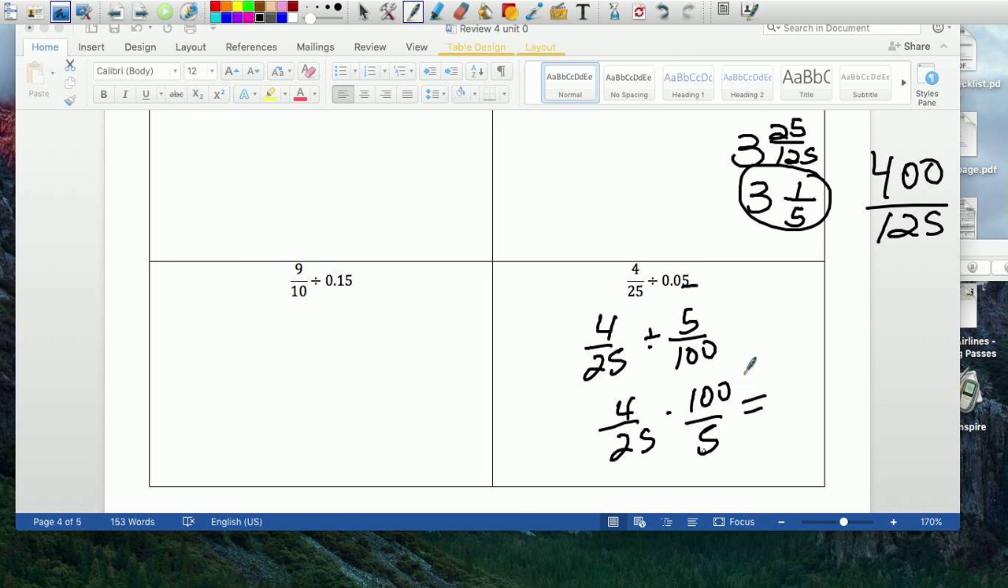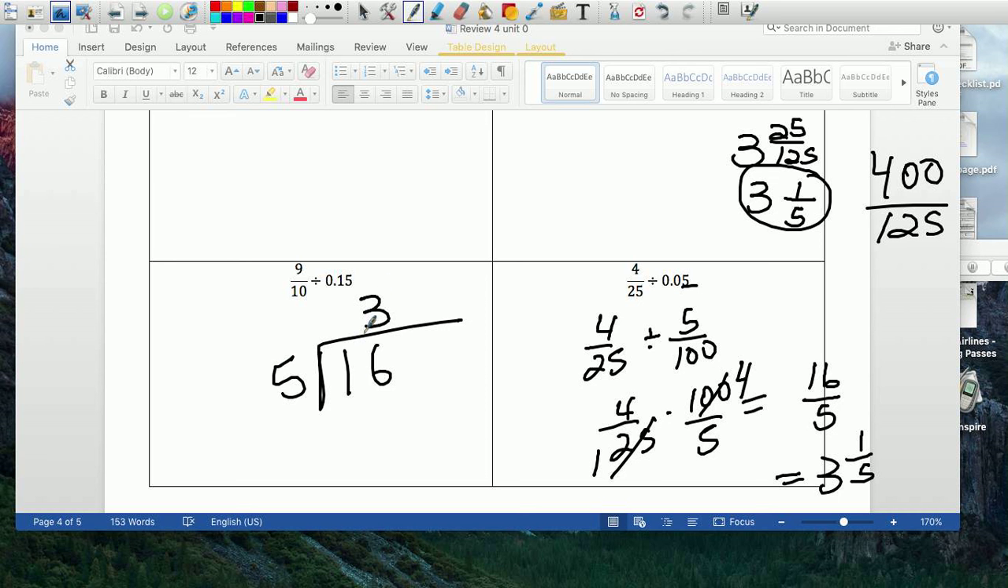So let's simplify here before we multiply, and see if we get the same answer. 25 divided by 25 is 1. 100 divided by 25 is 4. Can I simplify anything else? No. So 4 times 4 is 16. 1 times 5 is 5. How many times can 5 go into 16? 3 times. Subtract. 1 left over. So 3 left over 1 over 5.